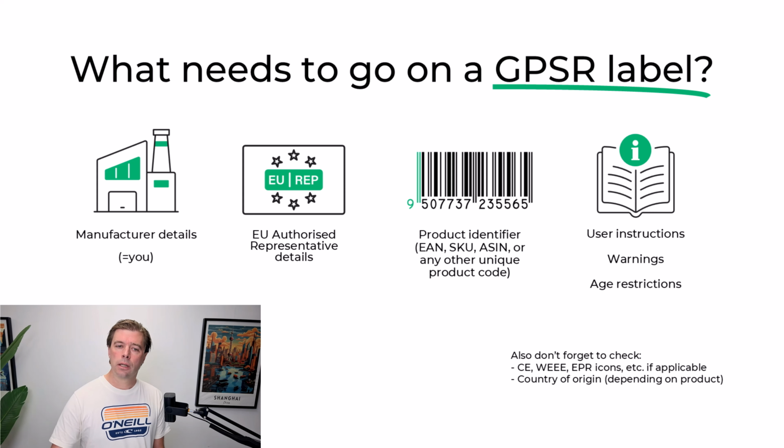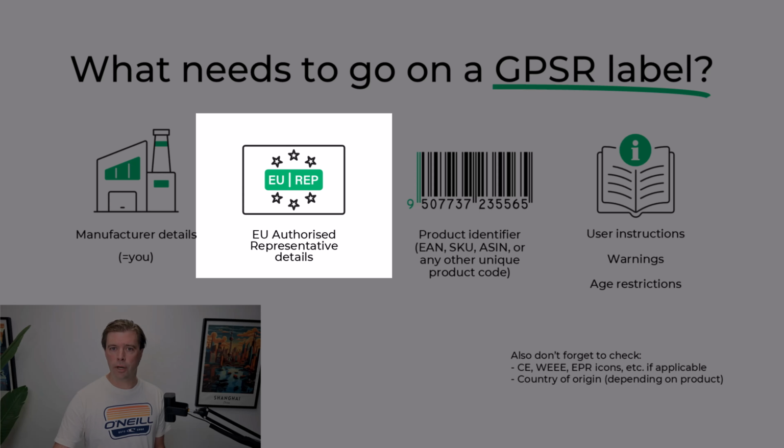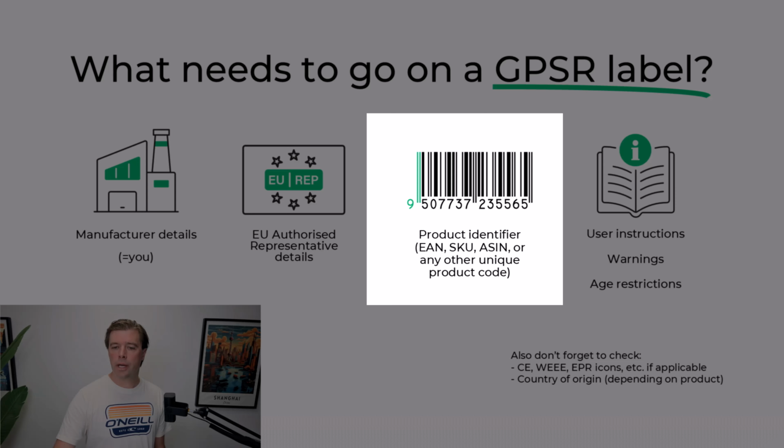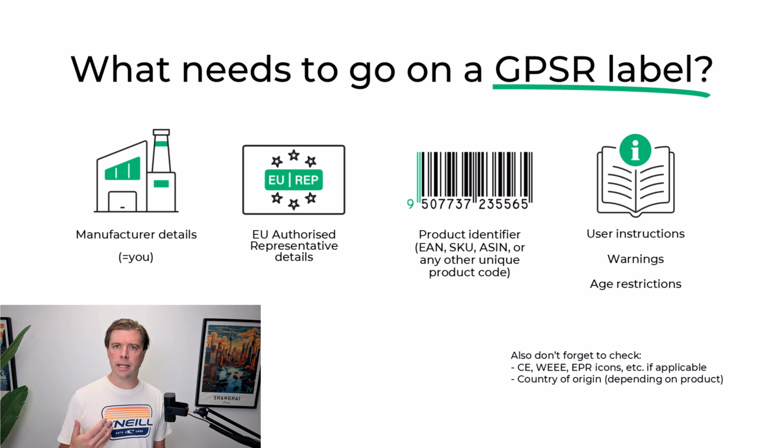And next, add the details of the EU authorized representative. And make sure you have a clear distinction in who is the manufacturer and who is the representative. And next, make sure you have a product identifier. So that could be anything ranging from an EAN, an SKU, or an ASIN. Basically any product code that helps you identify a certain variant even of a product. It has to be unique.